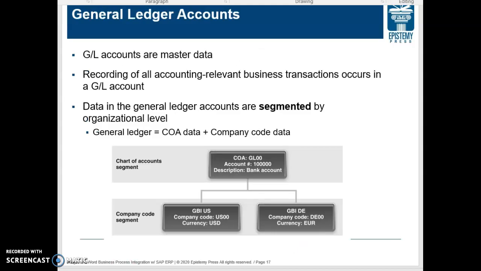So general ledger accounts are what we need to set up in our master data, and it records all accounting relevant business transactions. And so we record them all at the general ledger account. The data in the general ledger accounts are segmented by organizational level. So the general ledger has chart of accounts data and company code data.